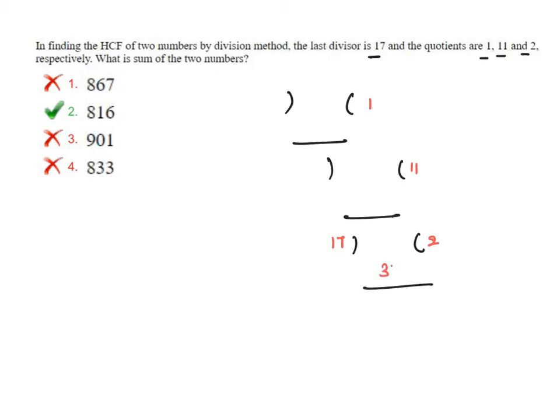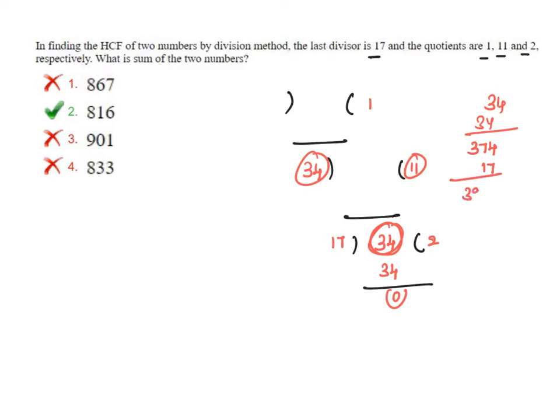17 2s are 34. Therefore, I want the remainder 0. So the dividend of this division is 34. So here it becomes a dividend. Before that it was divisor. So 34. Now 34 into 11, that is 374. Remainder is 17. Therefore, the number that you can expect is 391. So here is 391. Now 391 becomes a divisor. Now the number here must be more than 391 by 34.